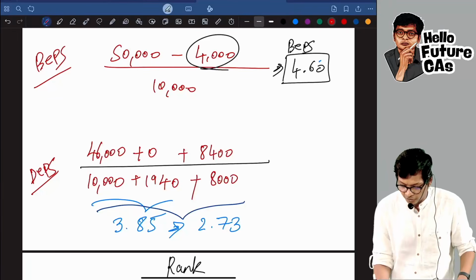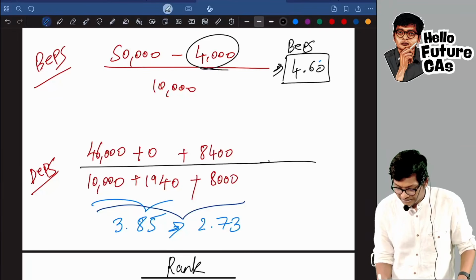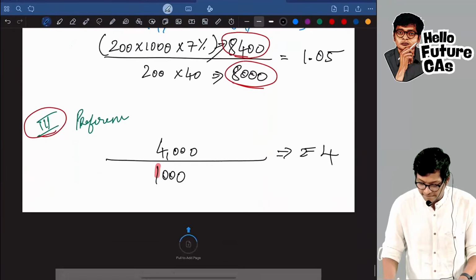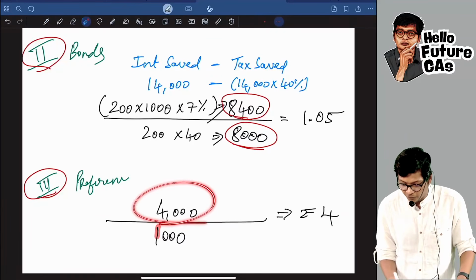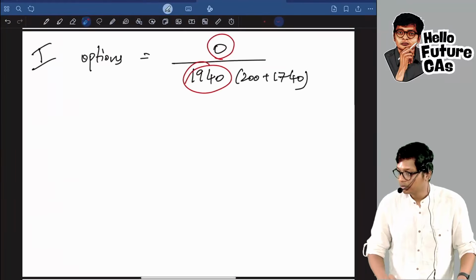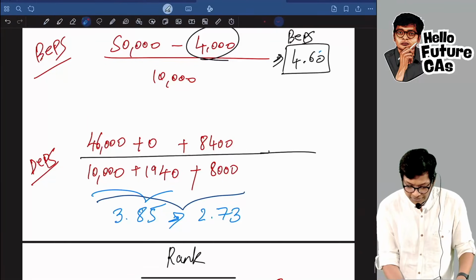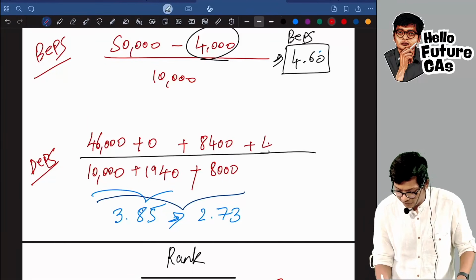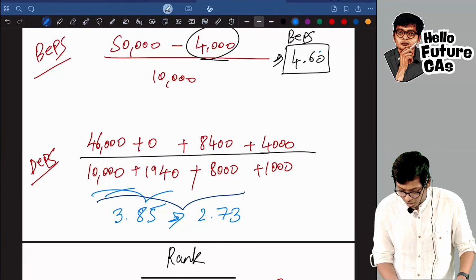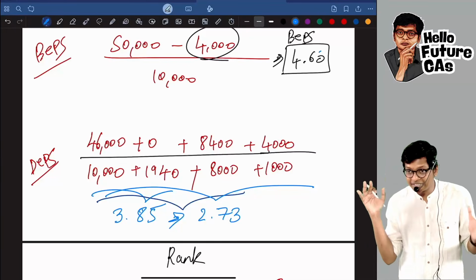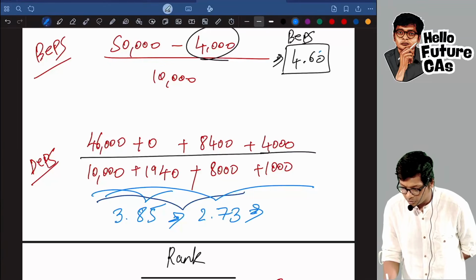Now let me go for the third one, guys. What is the third one? Preference. For preference, in the numerator I have to add how much, guys? 4,000. In the denominator I have to add 1,000. Let me now close the sum, guys. Add 4,000, add 1,000. Now tell me, after doing everything cumulatively, what is the EPS now, guys?